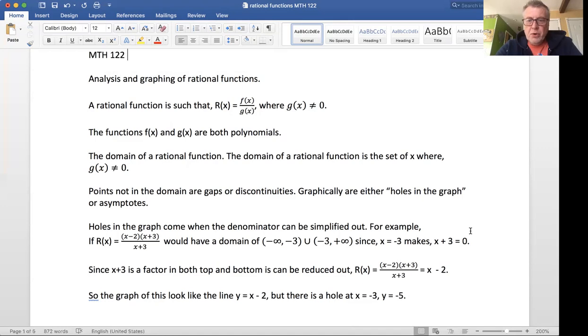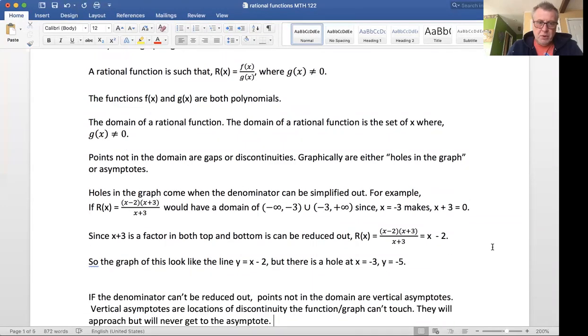Two things can happen when you look at places where the denominator equals 0. One thing is that there could be a hole in the graph. The second thing is that there could be asymptotes. We're going to look at both situations. So let's look at the case where we have holes in the graph. How do we know there's a hole in the graph?